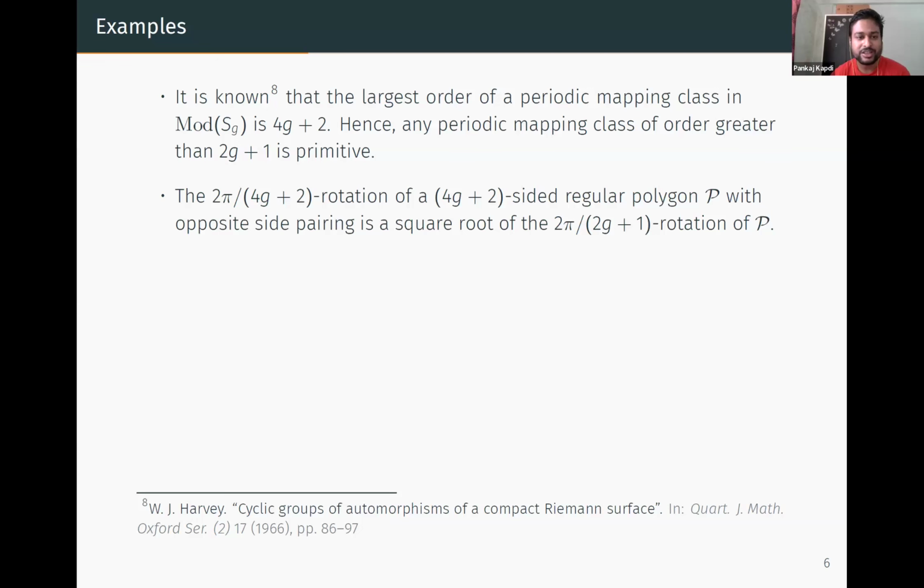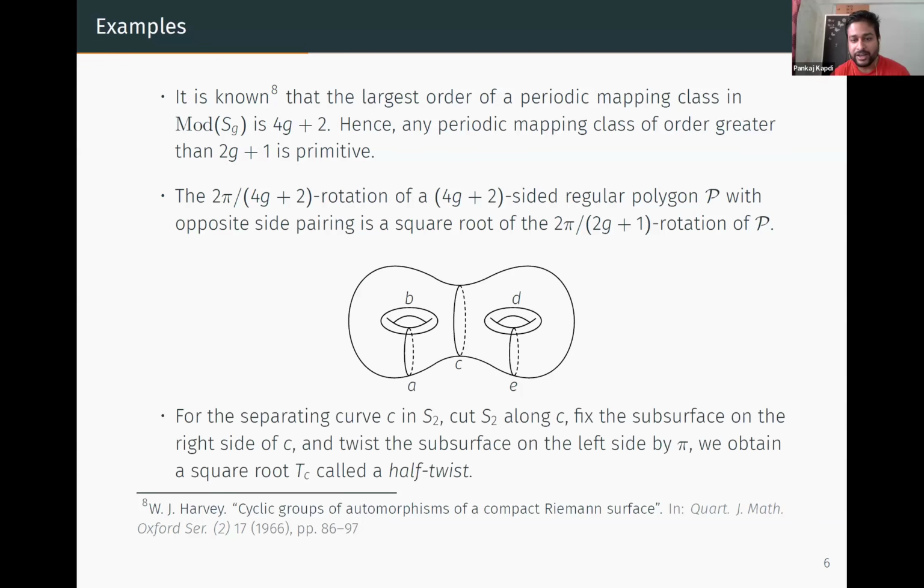Those are simple, easy examples. And one example is a root of a separating Dehn twist. You take a separating curve, like in this example, where I have a genus 2 surface. The separating curve is C. You fix the subsurface on one side of C, and then you twist the other side by pi. In that way, you get a half twist, which is a square root of a Dehn twist about this curve C. Such examples are easier to construct.